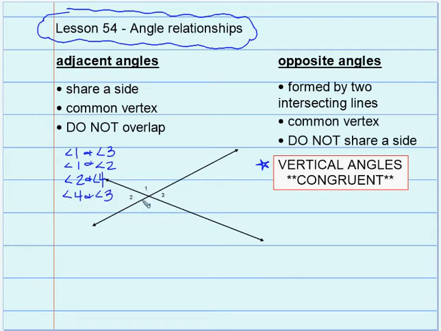Now I could have written angle 3 and angle 4, that's the same pair. So we have 4 pairs of adjacent angles. These two, these two, these two, and these two.